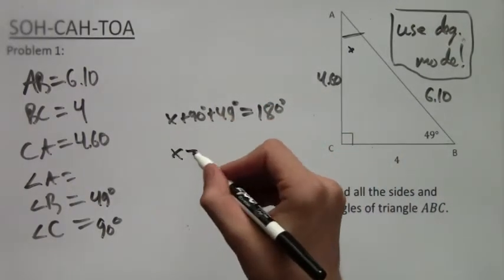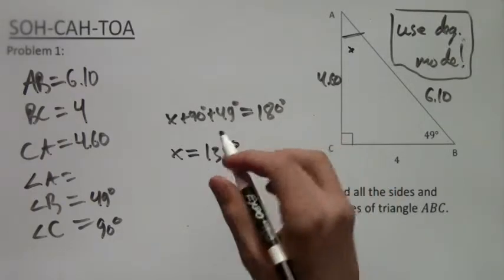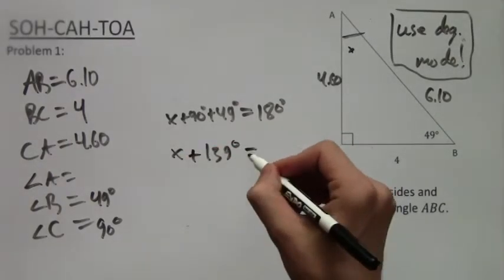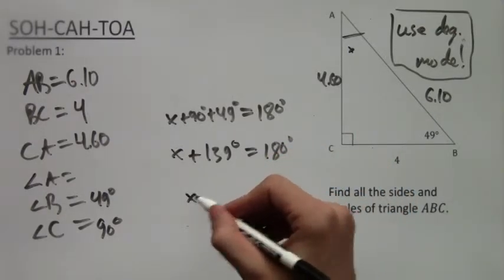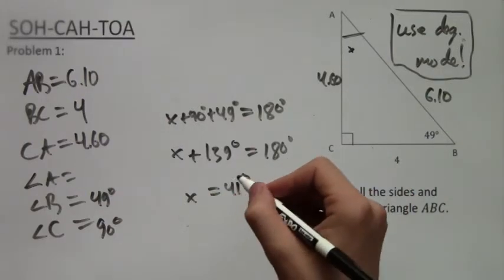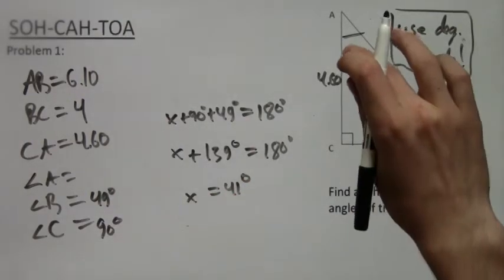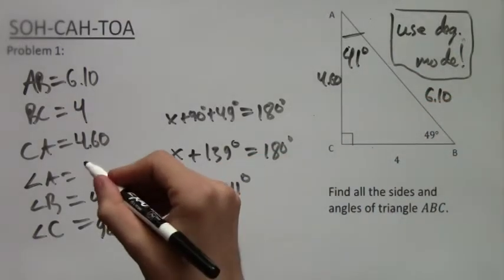So then we just solve for x, and that's x plus 139 equals 180 degrees. So x equals 41 degrees. And that completes the problem. Now we know all three sides and all three angles.